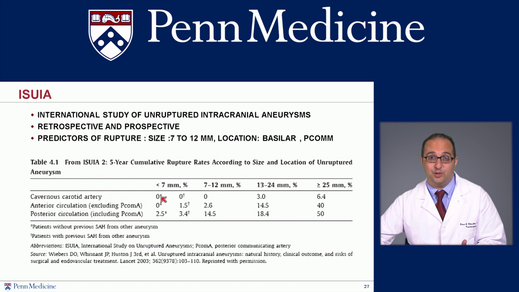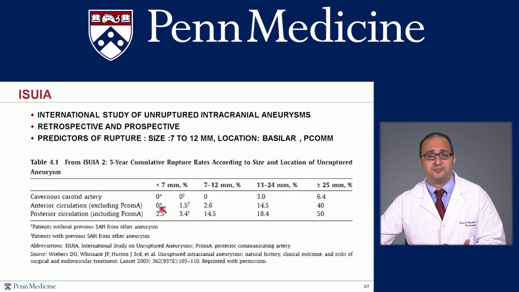So in 2003, if a patient came to the office with a 7 or a 6 millimeter anterior communicating artery aneurysm, the patient would likely have been told to have another scan in 6 months to see if the aneurysm is growing. And that's really changed over the years because of further studies that have come.